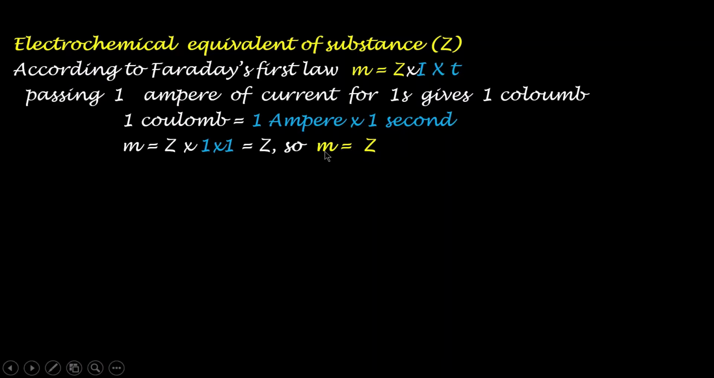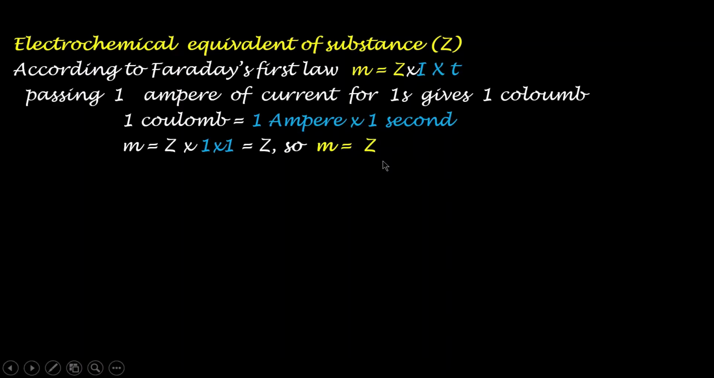M is the amount of substance discharged at the electrode during electrolysis, and Z is the electrochemical equivalent of the substance. So M will be equal to Z when current is 1 ampere and time is 1 second. Whatever substance is discharged at the electrode, that itself is nothing but the electrochemical equivalent of the substance. So what is the electrochemical equivalent of a substance? It is the amount of substance discharged at the electrode when 1 ampere of current is passed through the electrolyte for 1 second.